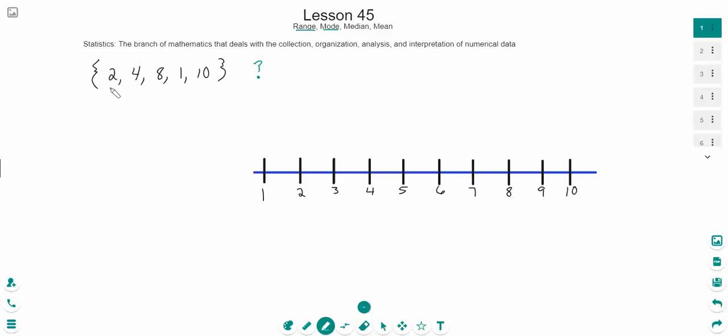Now, all of the data points together, we often place them in a set of braces like this, and we call this a data set. So you have a data set, which contains a bunch of data points. As we go through this lesson, I'm going to be saying data points a lot and data sets a lot. So it's helpful to know what those are as we go through. Very straightforward, though.